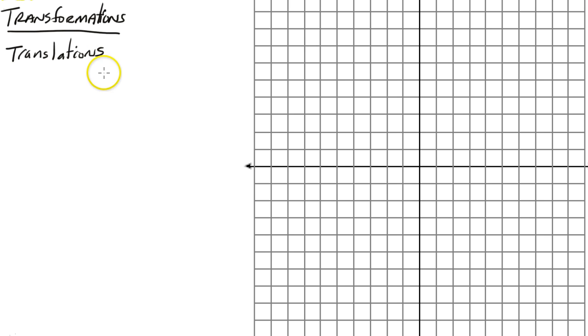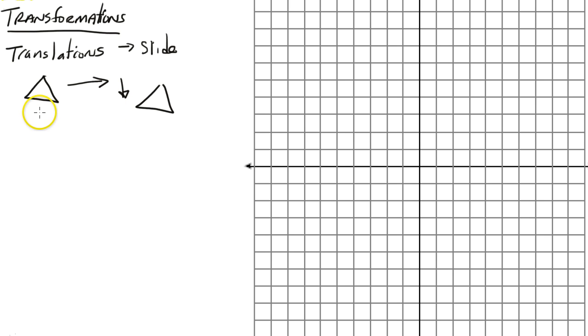What you have to think about a translation is really a slide. This is when we slide points around. So let's take a look at a translation. This would be, for example, if we did a triangle and we slid it over, and sometimes we can slide it down also. It's the same shape, same kind of orientation.